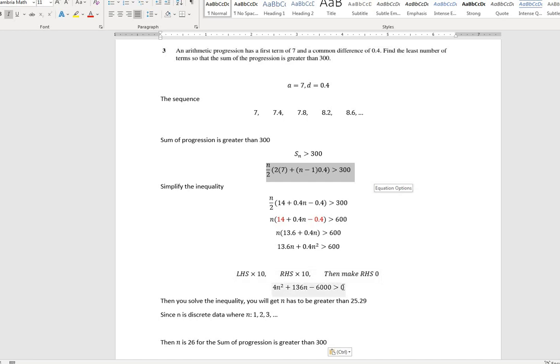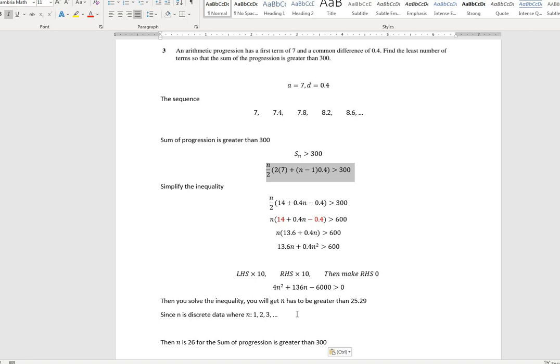Okay, when you solve the inequality of this quadratic expression on the left and 0 on the right, you find that the quadratic expression is greater than 0. So when you solve the inequality, you will get n has to be greater than 25.29, in order for the sum of the progression to be greater than 300.